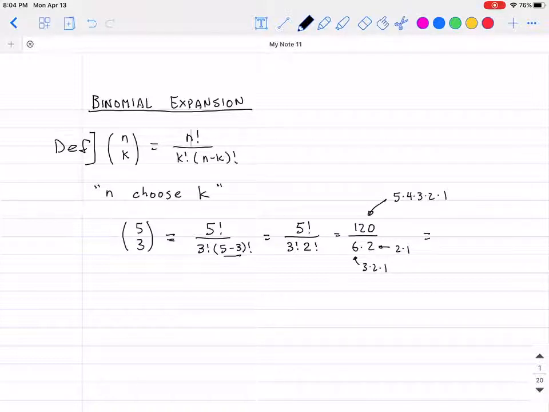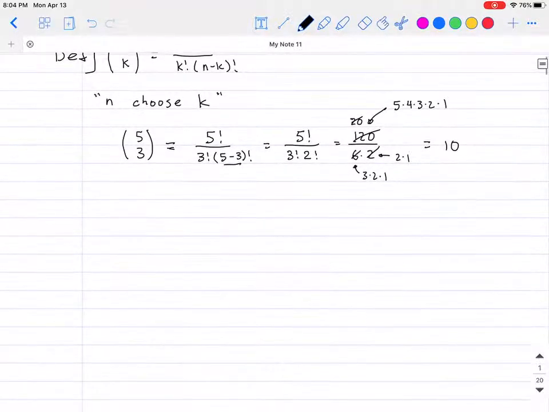So we just go ahead and clean this up. Let's see here. 6 goes into 120 20 times. 2 goes into 20 10 times. So the answer is equal to 10. Okay. As I said, we're going to need the factorial part of the mathematics in order to do this. So please, again, if you don't know the factorial, you might want to go back and relearn it if possible.